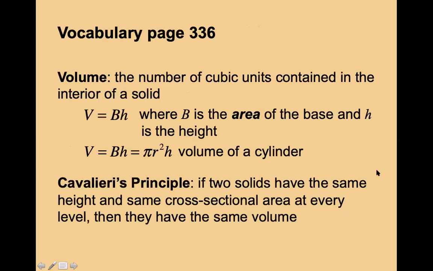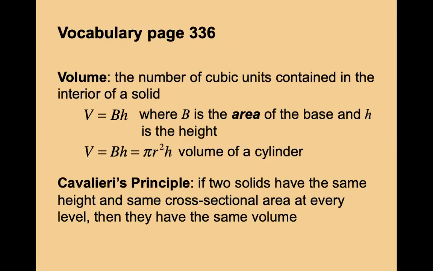All right, we have some vocabulary today, based on the warm-up that we just talked about. Volume is the number of cubic units contained in the interior of a solid, and the formula we use is capital V equals capital B H, where B represents the area of the base and H is the height of the prism. If it is a cylinder, then V equals B H stands for V equals pi r squared H, because the base is a circle.